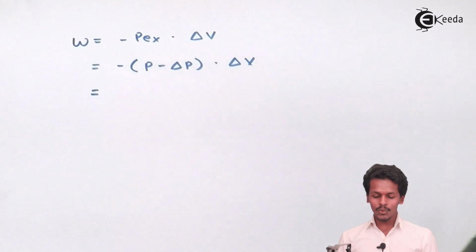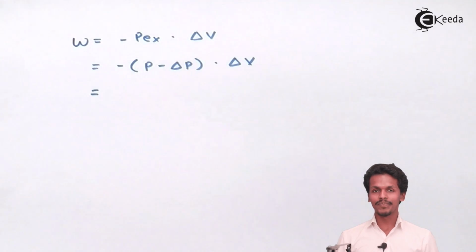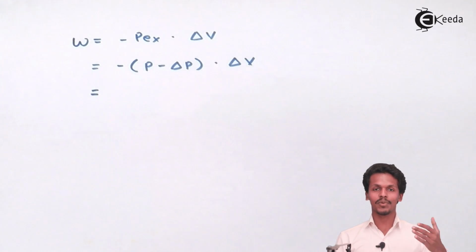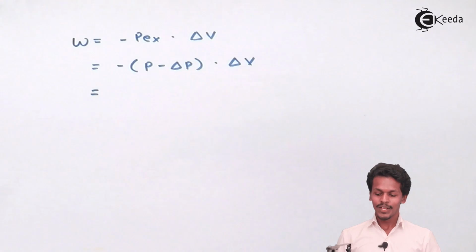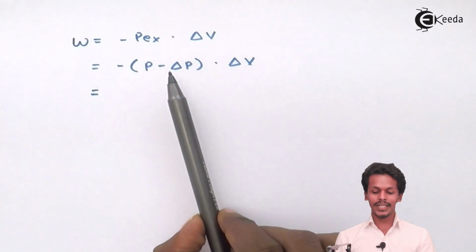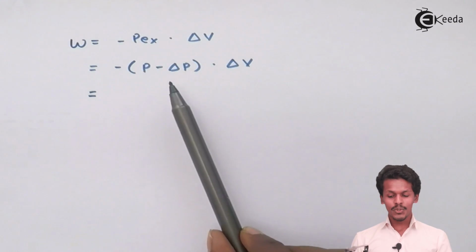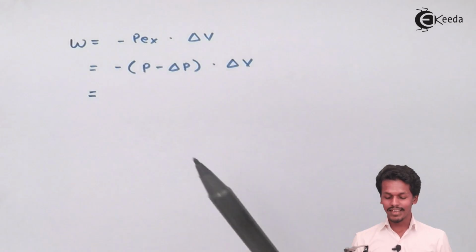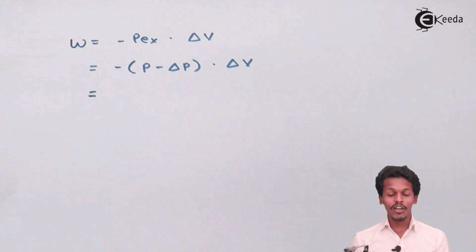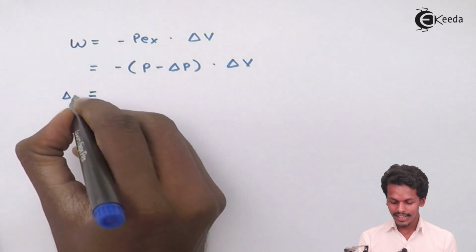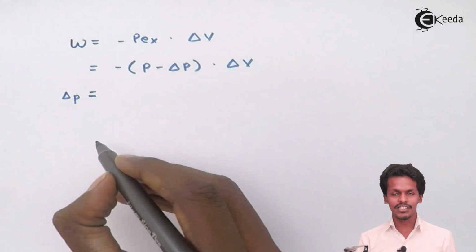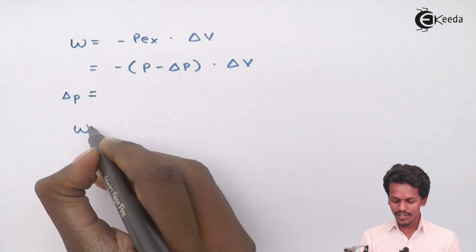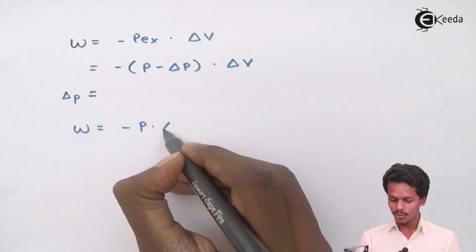So if we want to make the work maximum, then we should apply a condition that the change we observe between the pressure of the gas and the external pressure should be minimum. So if delta P is very much less than P, that is, delta P is very small, infinitesimally small, then the work will be equal to minus P into delta V.